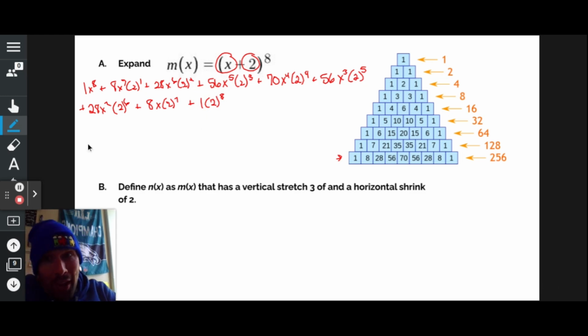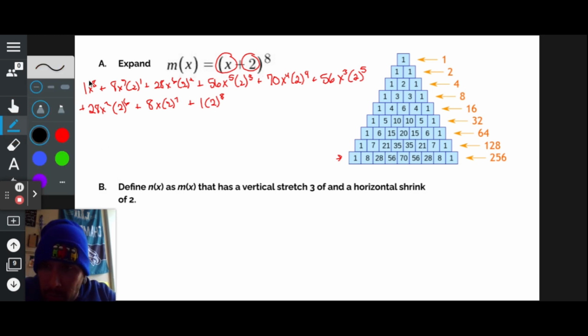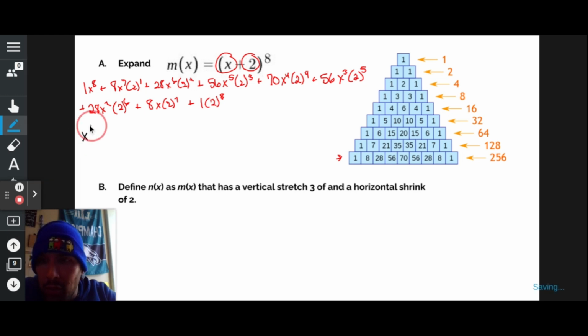I'm going to do all the math in my head and not look at this piece of paper over here. 1 times x to the 8th is just x to the 8th. 8 times 2 to the 1st is 16, so 16 x to the 7th, plus 28 times 4 is 112 x to the 6th, plus 56 times 8. Again, I'm not looking to the left at a piece of paper with the answer on it. That would be cheap.